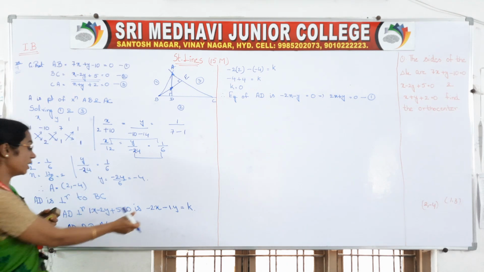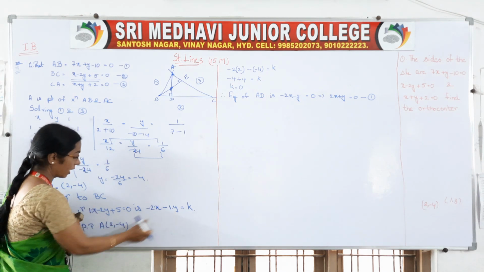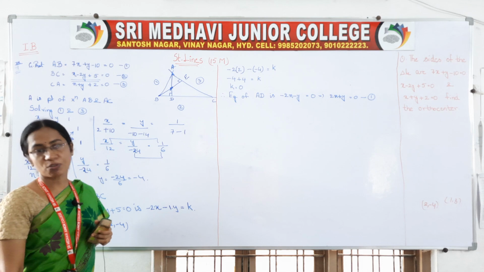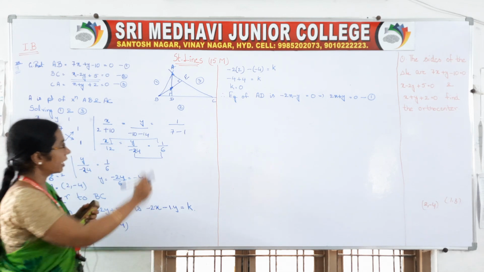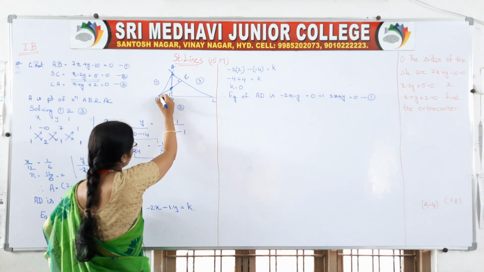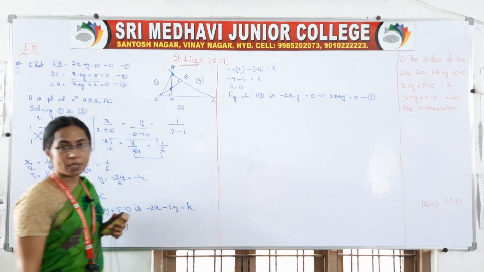That means in x place you have to substitute 2, in y place you have to substitute minus 4. You will get your k value, substitute, that is your equation of AD. So next our aim is to get the equation of BE. So for that, first find out the vertex B, right?